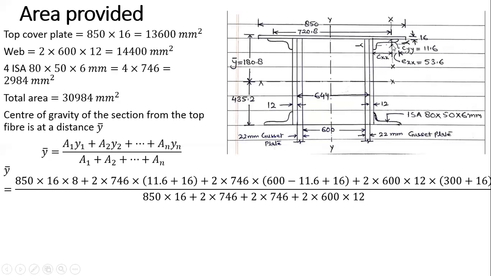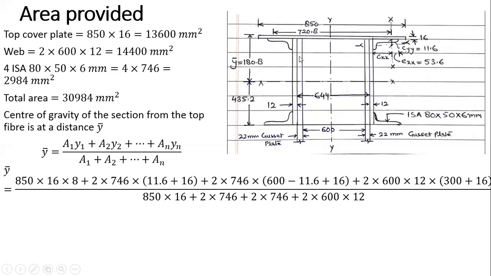You will see that this is CYY. How much is it? 11.6. So 11.6 here plus 16 here. So that will be the distance from the top fiber. Plus two angles, that is your bottom angle, this angle and this angle, into Y1.